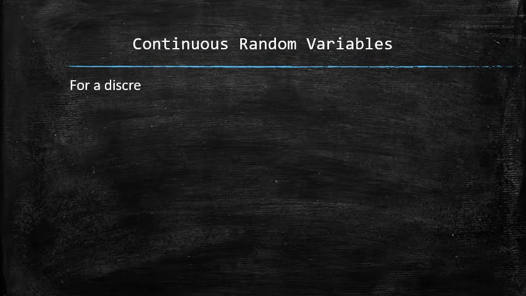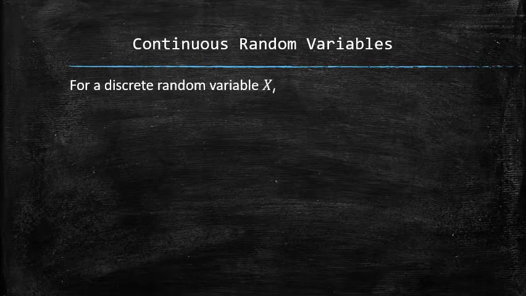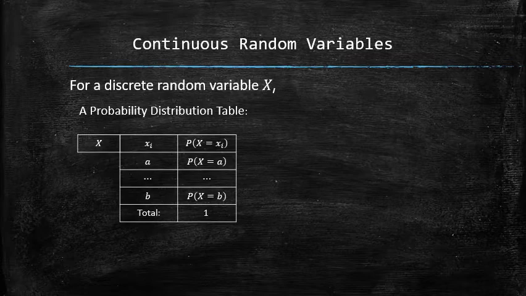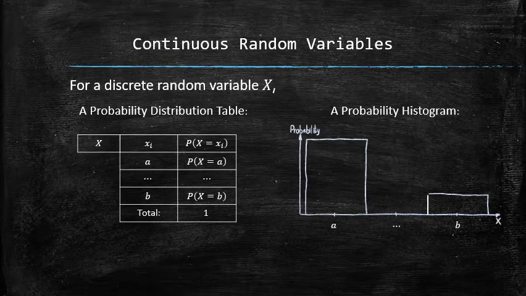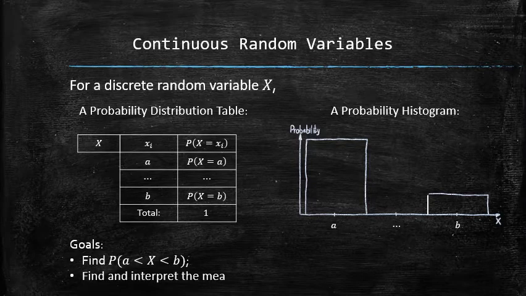Let's summarize everything that we know about discrete random variables and see what can be used for studying continuous random variables. Every discrete random variable X has a probability distribution table and a probability histogram. Using the probability distribution table or the histogram, we are able to find the probabilities of events in the form of an inequality that involve X. We're also capable of finding and interpreting the mean and standard deviation of a discrete random variable.